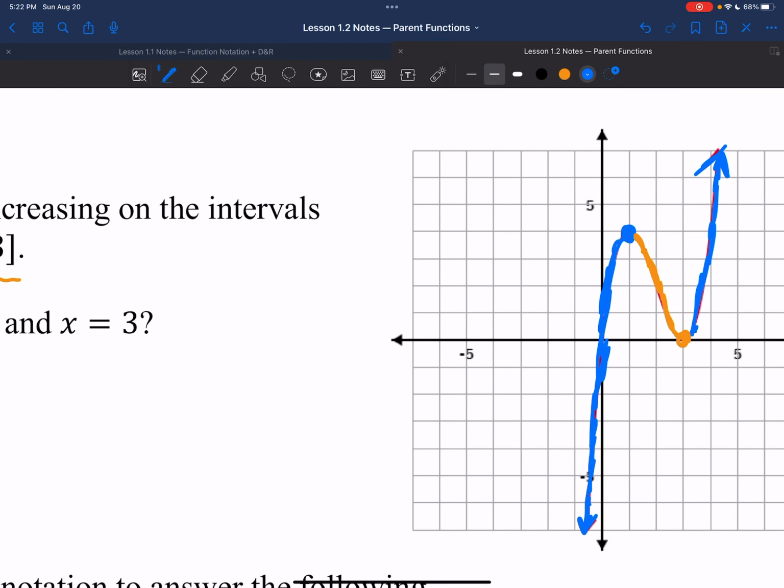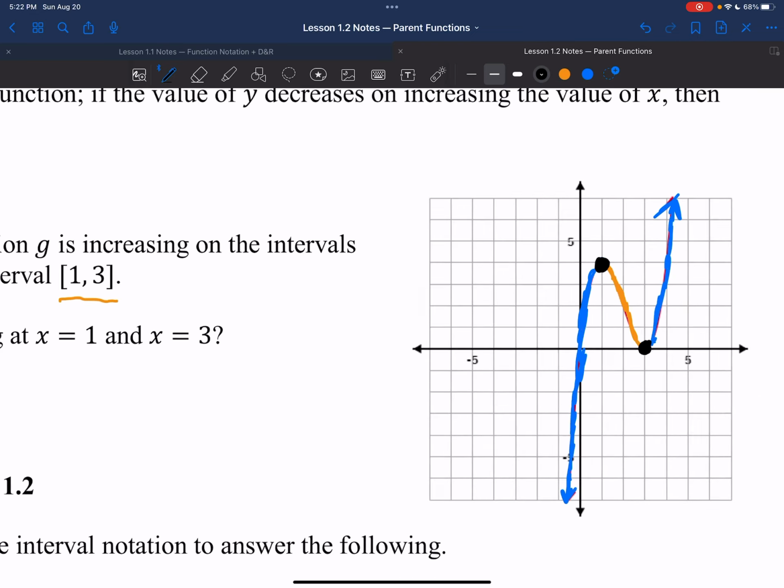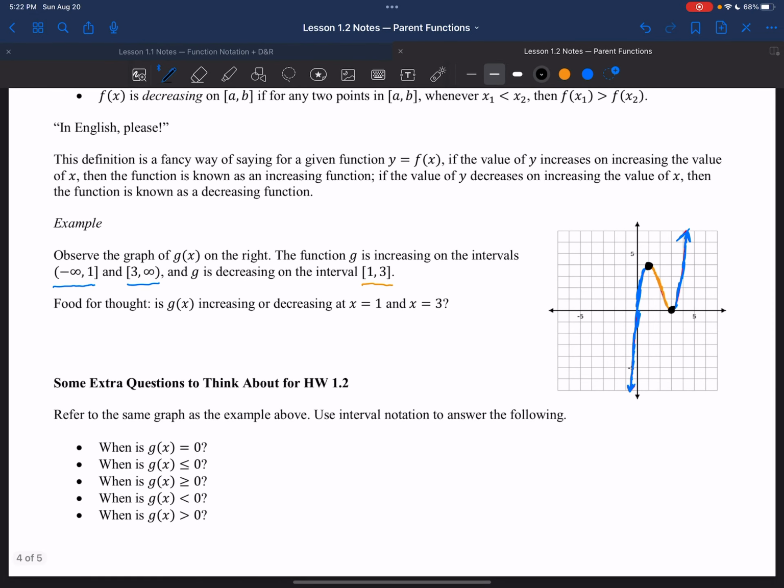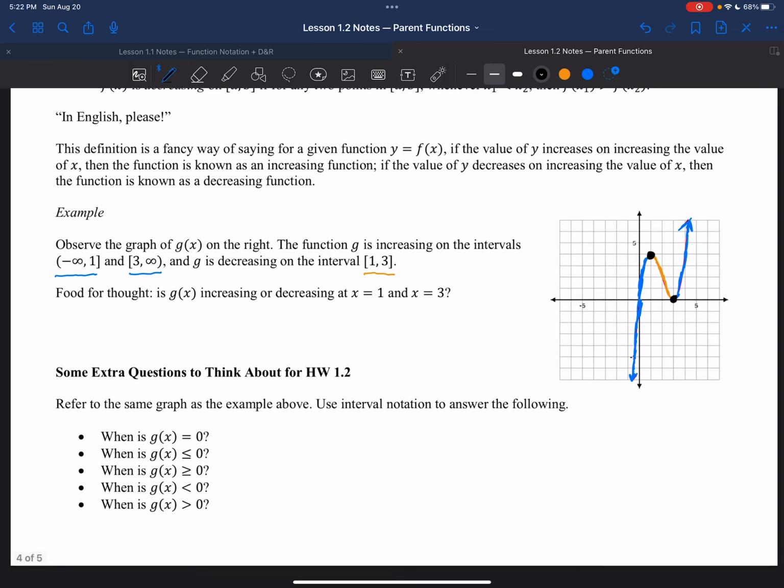If you think about it, both of those points, this one right here and the other one down here, are the turning points from increasing to decreasing, or vice versa, from decreasing to increasing, which means at that moment in time they're neither. At that moment, it's neither increasing nor decreasing. It is not changing.